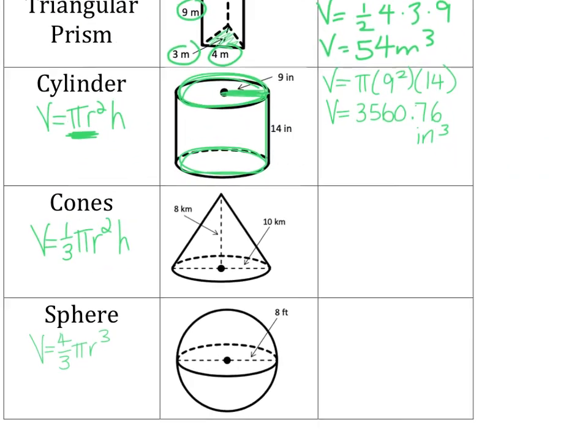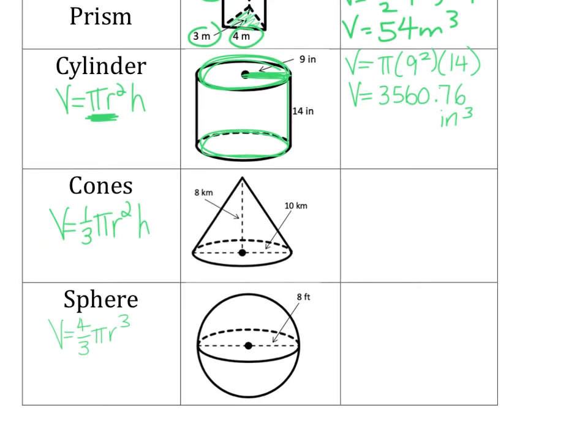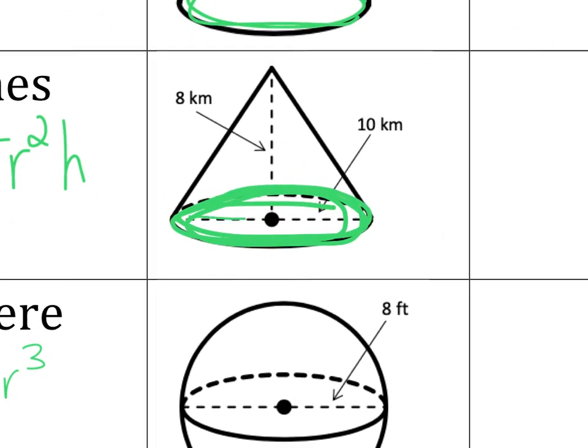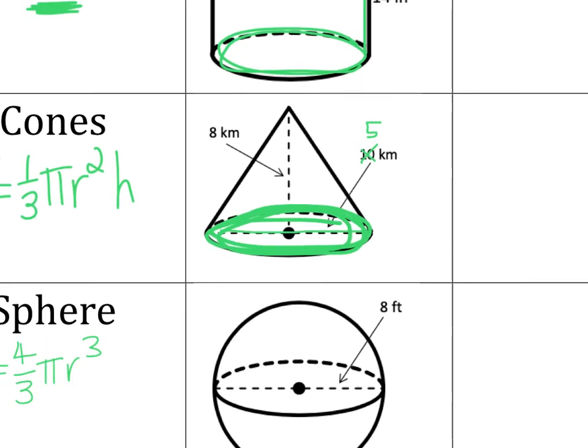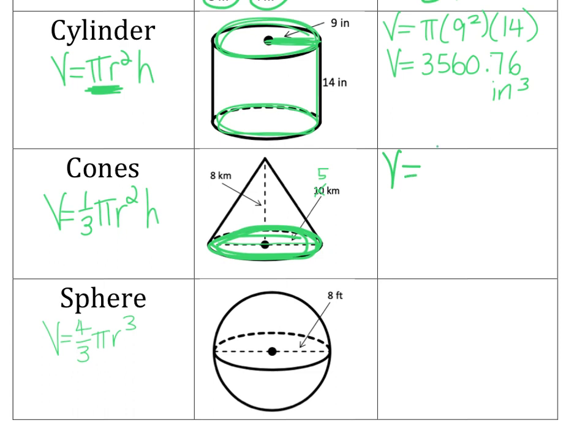Okay? Now the cone has a 1/3 in the formula, and that's because technically 3 cones put together make up a cylinder. Okay, so it's a third of a cylinder. So, and again, it's pi r squared because look at our base. Our base is a circle. Now notice, I have 10, and the dotted line goes all the way across, so I don't want the 10, I want halfway across, I want 5. So we're going to do volume equals 1/3 pi times 5 squared times, and my height, my vertical, is 8.